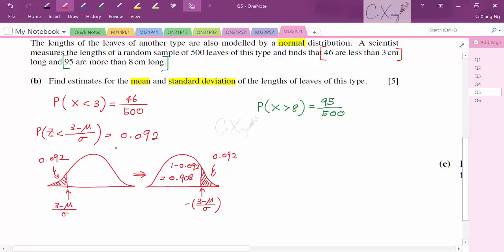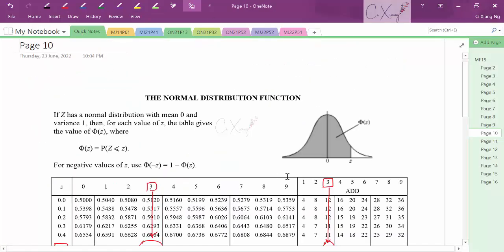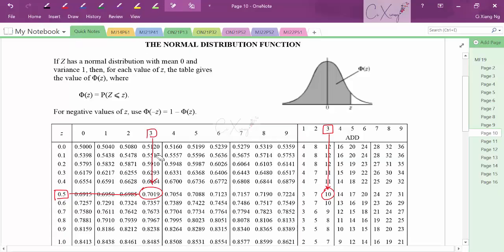All right, so here we need to figure out the value of z for this part. Let's have a look, how should we equate it? Let's look for the 0.908. From the table, all the probabilities exist here, and you want to find the value of z outside. So find the probability here and get the value for z.